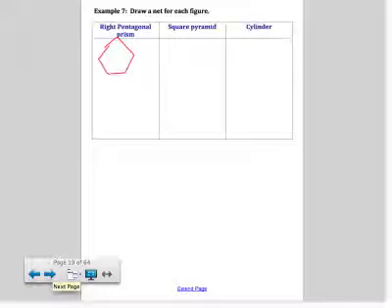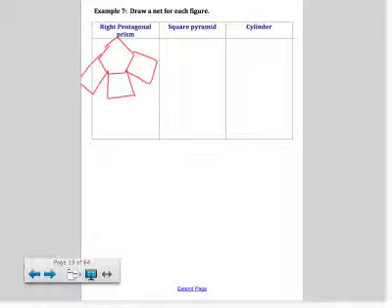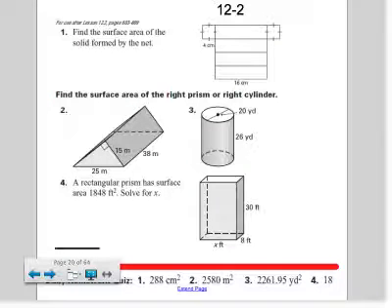Alright, and so then you know you're going to have your lateral faces. And off of one of these lateral faces, you're going to have another pentagon. So right here, I'm going to have another pentagon. And that kind of summarizes this section.